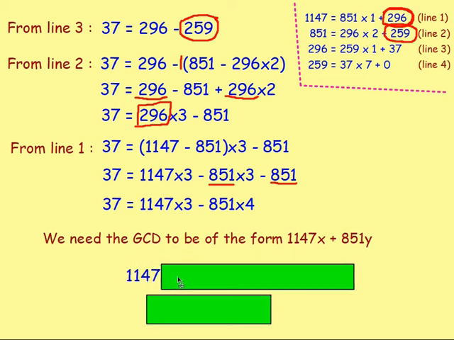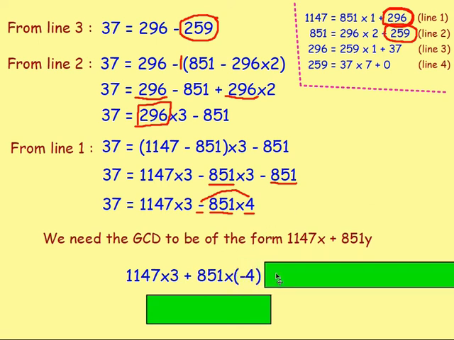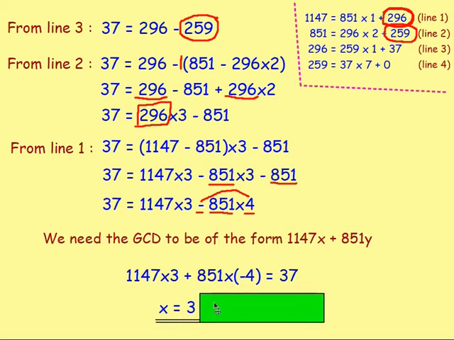So we can say it will be 1147 multiplied by 3, that's not really changing, we're leaving it as that, plus 851 times by, and what are we multiplying it by? Well, you can see that 851 is being multiplied by 4, but we've also got the negative. Put them together and you would have negative 4. And that would obviously equal that greatest common divisor of 37. From that then, getting the values, x is going to be 3 because it's what we're multiplying the 1147 by, and y would equal negative 4 because that's what we're multiplying the 851 by.